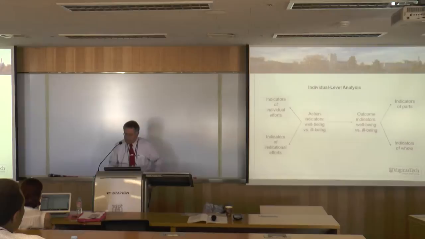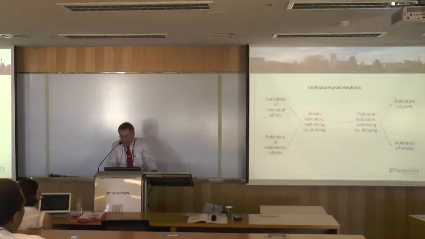So at the individual level of analysis, we're making a distinction between outcome indicators versus action indicators. Now, what are those? Outcome indicators are essentially the end result, and you'll see that when I give you the examples. Action indicators are very much associated with some very specific policies and programs that lead to certain desired states, i.e. outcomes. So action indicators feed into outcome indicators.